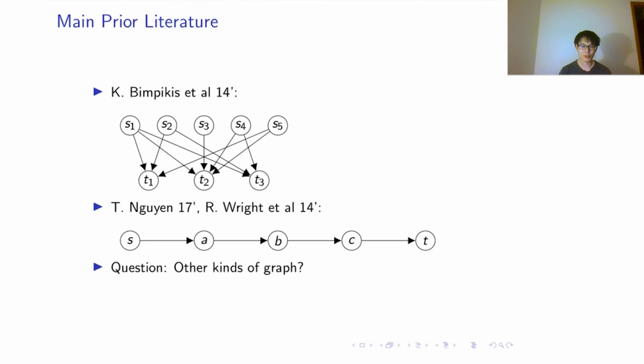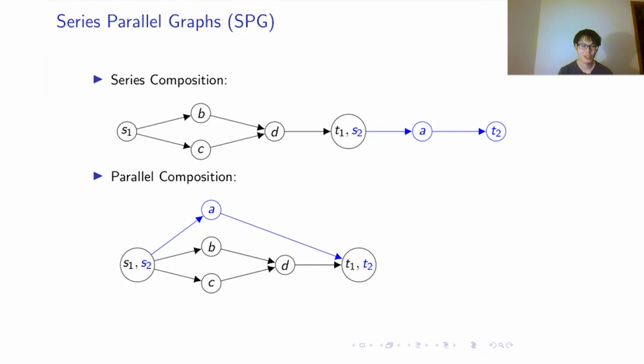So our question is as follows. Is there any kind of graph that captures both of the main ingredients, namely competitive equilibrium and subgame perfect equilibrium? So our answer is yes. Specifically, we study series parallel graphs, termed SPG.